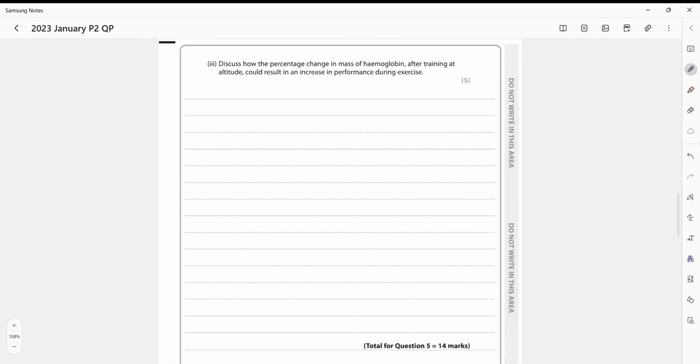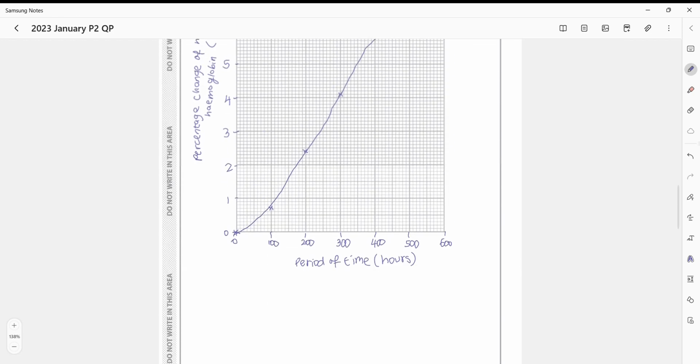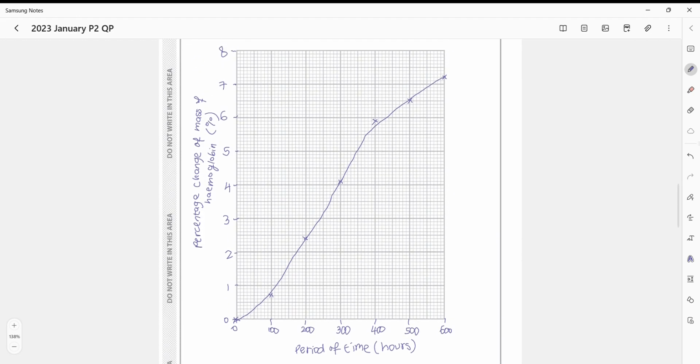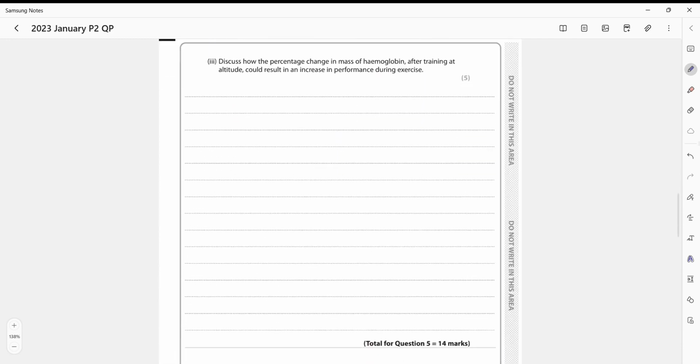And the third part: discuss how the percentage change in mass of hemoglobin after training at altitude could result in an increase of performance during exercise. So let's look at the trend here. We can clearly see that as the time period increases, the mass of hemoglobin also increases. So we need to write out the trend here.